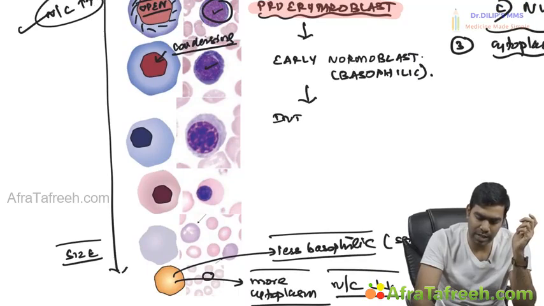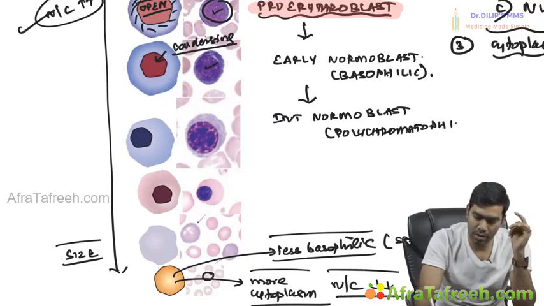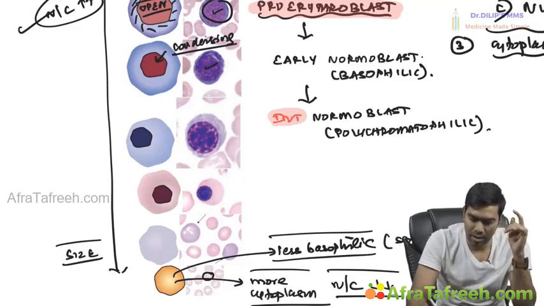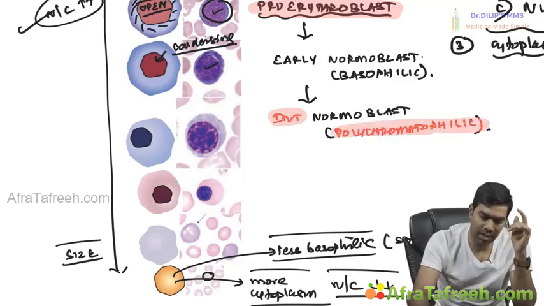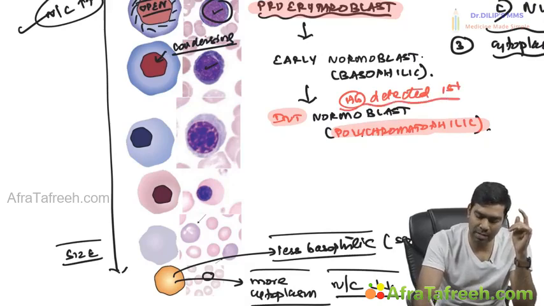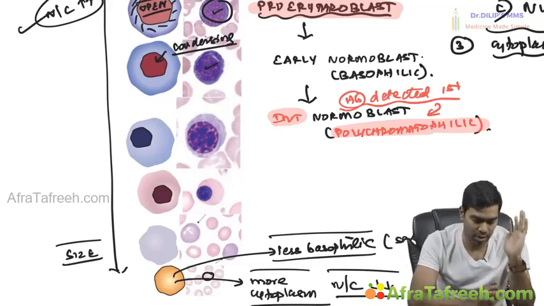Then you get something called an intermediate normoblast, which is nothing but a polychromatophilic normoblast. The most important point in this polychromatophilic or intermediate normoblast is that hemoglobin is detected first by your routine stains. Hemoglobin can be detected first by your routine stains in this intermediate normoblast only, that is the polychromatophilic normoblast.